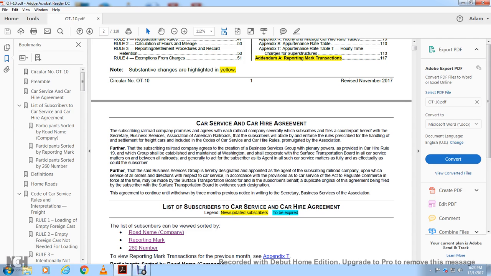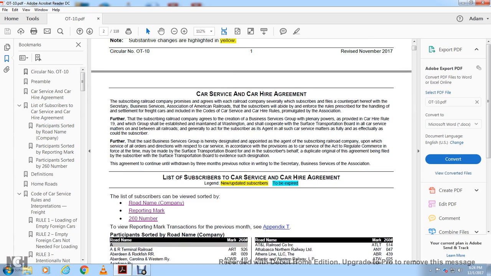all orders, directions, and requests for car service in accordance with the provisions of the Car Service Act may be made in service transportation and on the subscriber's behalf, and a duplicate or original agreement is to be filed with the Surface Transportation Board as evidence of designation. The agreement continues until willfully withdrawn with 3 months' previous written notice to the Secretary of the Business Service Association. List of subscribers, car service, car hire agreements, legend, newly updated subscribers to be expired.